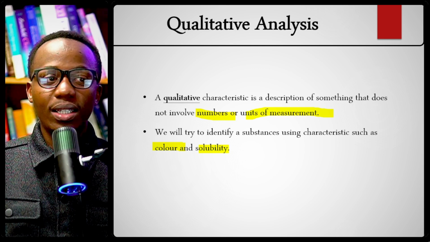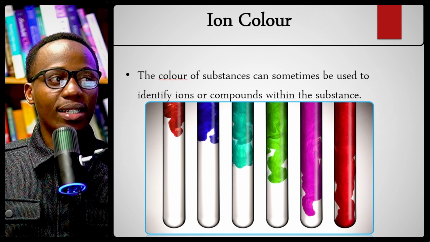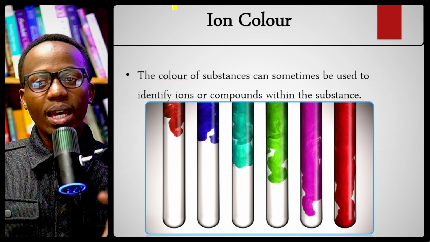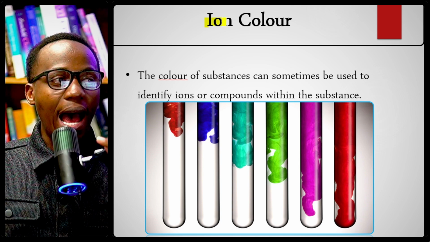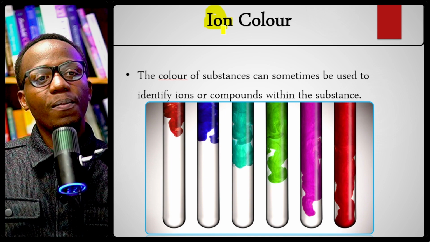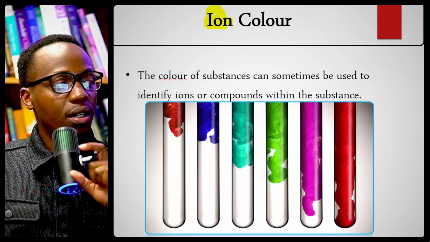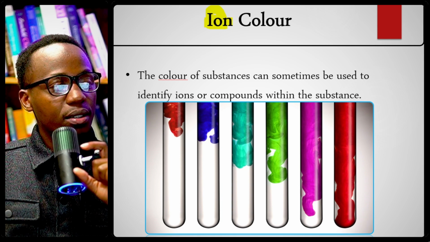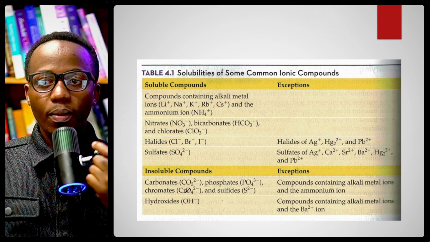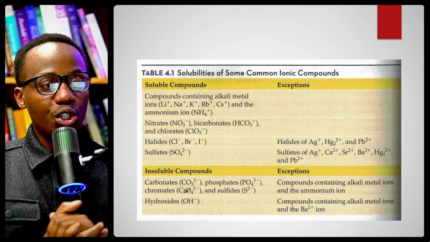So one of the biggest things that we're going to look at is color. We're going to look at different colors. And as you can imagine, different chemicals have different colors, different ions dissolved in solution have different colors, right? So there is this rule that we call the rule of solubility. And you probably have seen this, I'm pretty sure.